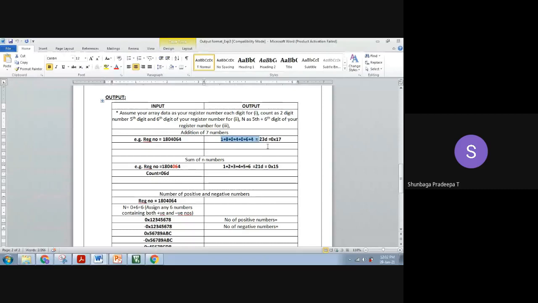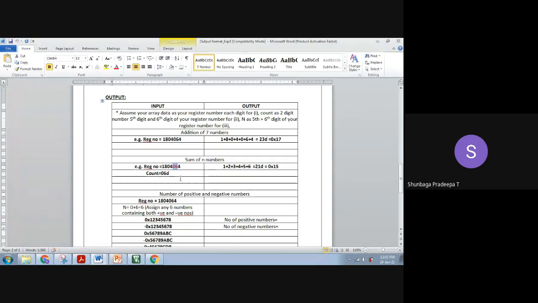In the output sheet, for the addition of 7 numbers, you can take your register number, perform the addition and print the result. For sum of n numbers, you need the count value. So count, all of you can take the 5th and 6th digit of your register number. So it will not be the same for all of you. Maybe some will have the same numbers.